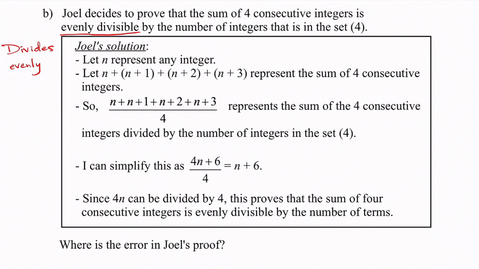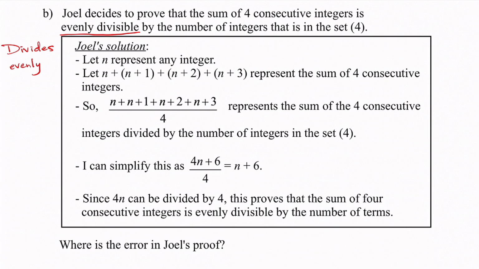Then what he did was he took all of those, he added them, and then divided by 4. That's what we said we were going to divide by at the start. So that represents the sum of the 4 consecutive integers divided by the number of integers. Again, dividing by 4. Then what he did was he said, I can simplify this. He took the n's, so one n plus another n plus another n plus another n, that's 4 n's. And then 1 plus a 2 plus a 3 is a 6, and that's all being divided by 4. He simplified that and he got this right here.